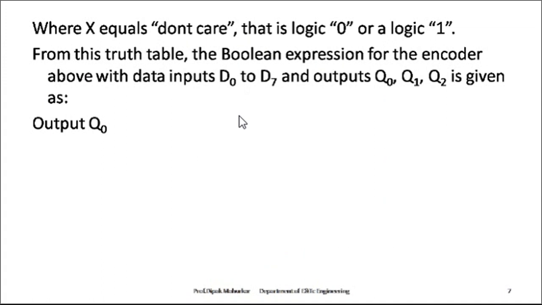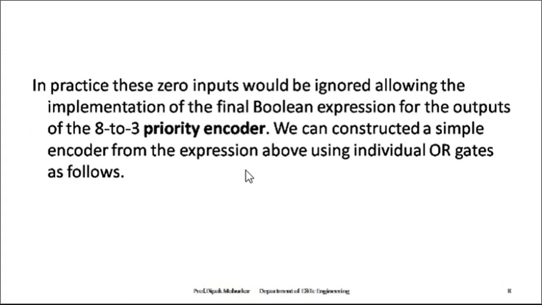The Boolean expression for the encoder above, with data inputs D0 to D7 and outputs Q0 to Q2, is as shown. So see now, in practice these 0 inputs could be ignored, allowing the implementation of the final Boolean expression for the 8 to 3 binary encoder. We can construct a simple encoder from the expression above using individual OR gates as follows.